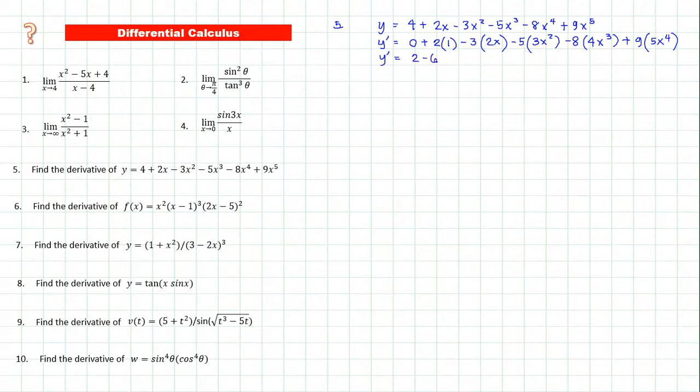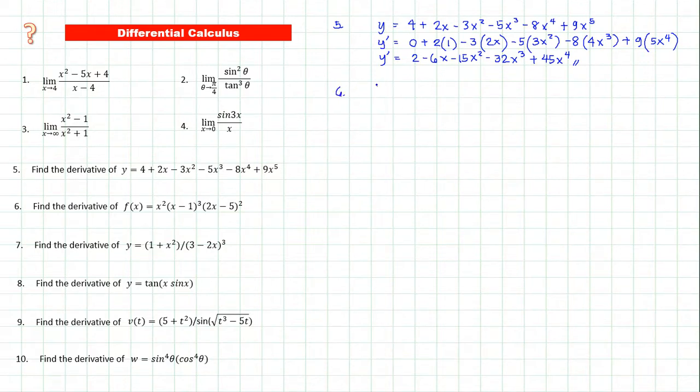So simplifying these terms, y prime is equal to 2 minus 6x, right? Minus 15x squared minus 32x cubed, right? Plus 45x to the fourth. So, yun na yung ating answer. Madali niyan kasi direct substitution lang yan ng ating x to the n or yung ating power formula. Right? So, number 6, ito medyo pahirapan natin ng kaunti.